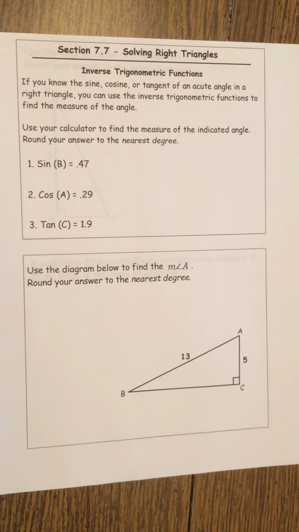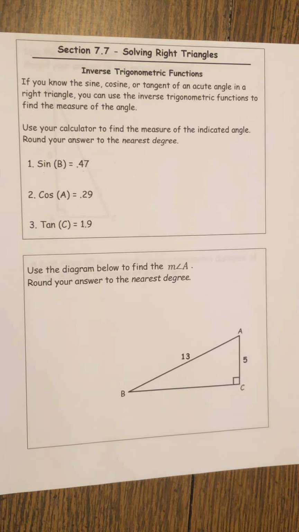Everybody, happy Tuesday. Today we're going to go through our last section of material in our trig unit. What we're going to be talking about today are inverse trig functions. So if we know the sine, cosine, or tangent of an acute angle in a right triangle, what we're going to be doing today is using inverse trig functions to find angle measures.